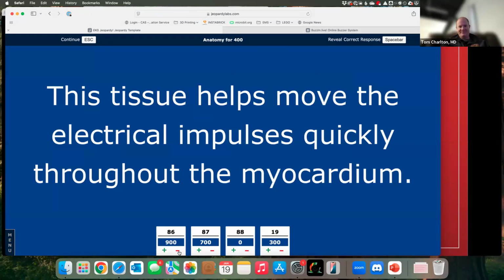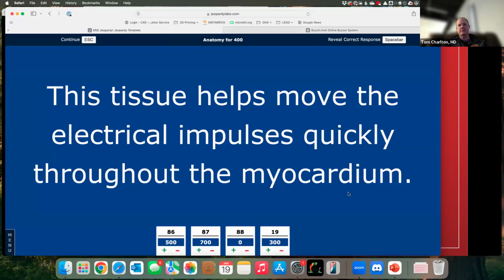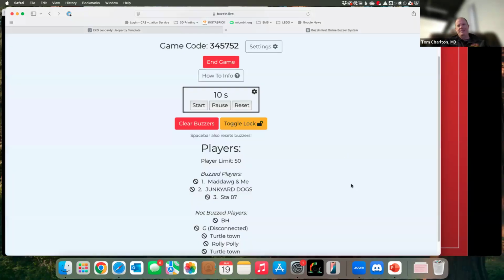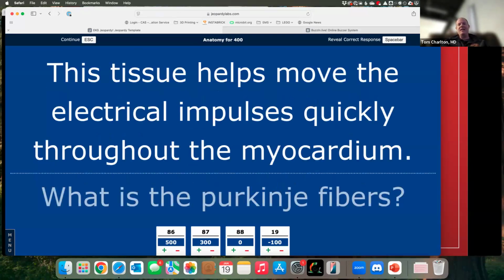No, you've gotta be specific. So I believe the next one was junkyard dogs. What is myocytes? No. Station 87. Okay, so their answer is also incorrect. It's the Purkinje fibers.